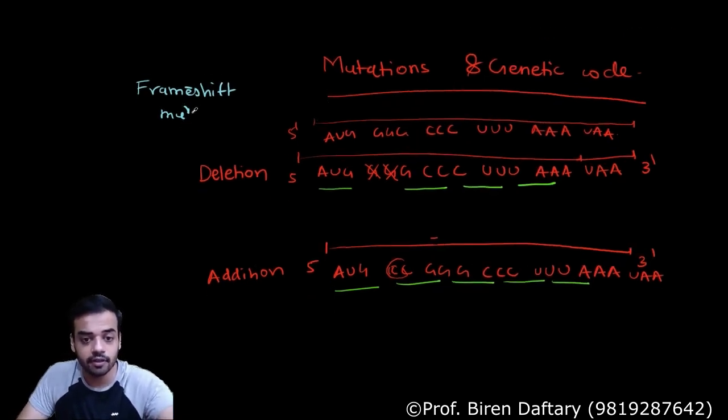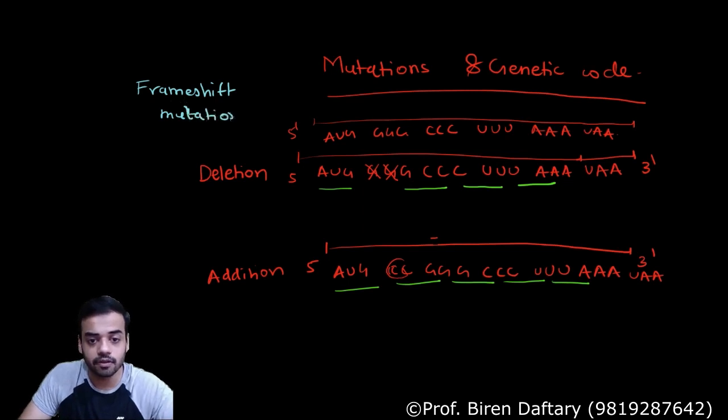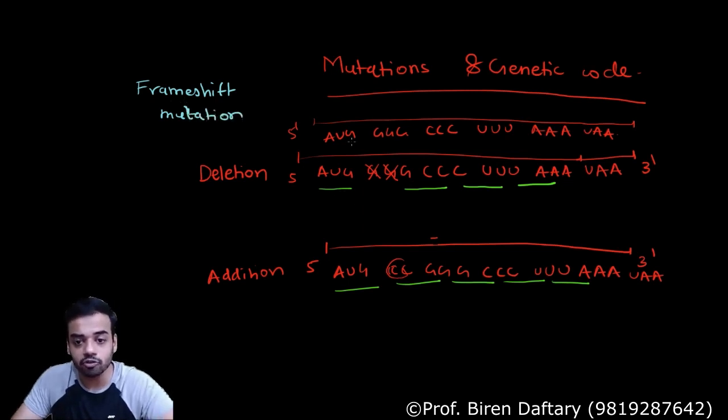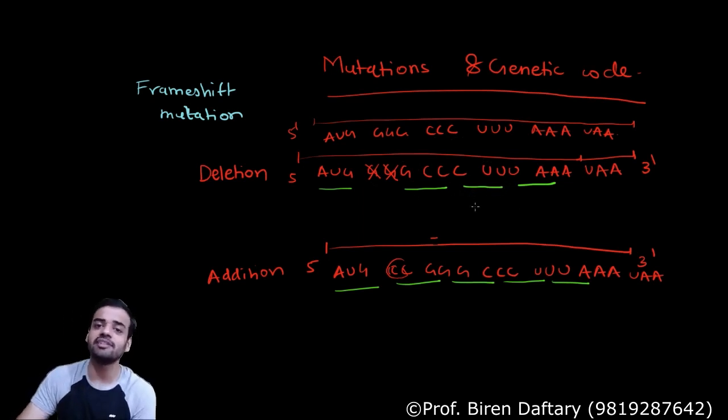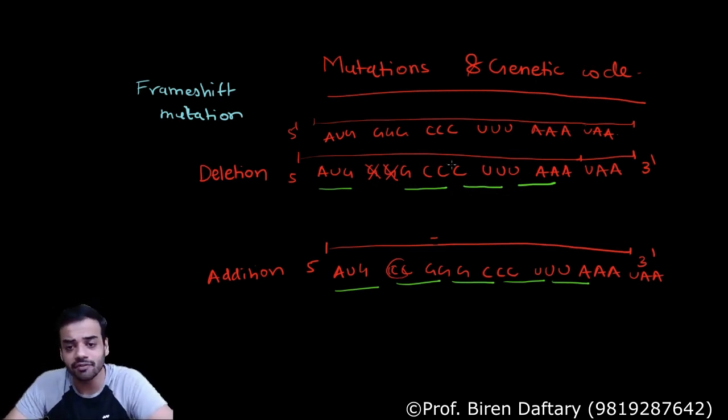The reading frame, which was originally this, is shifting ahead or shifting back because of deletion or addition. Is this clear? So what are mutations? They are changes in the nucleotide, so they change the genotype. Now you will say, then what will be the difference if the frame changes?